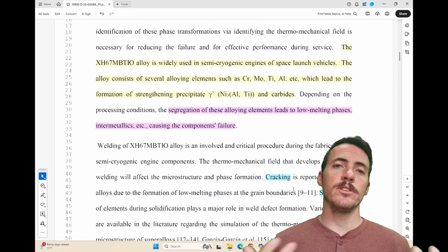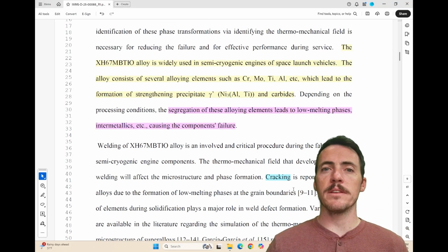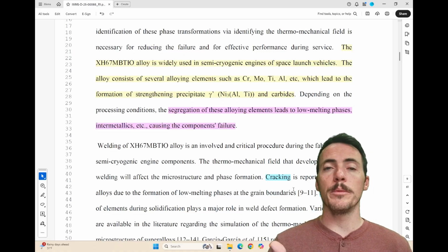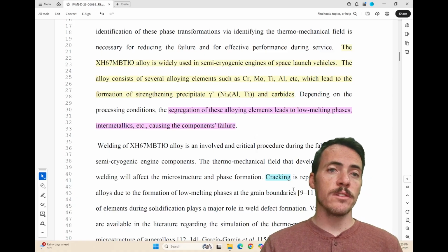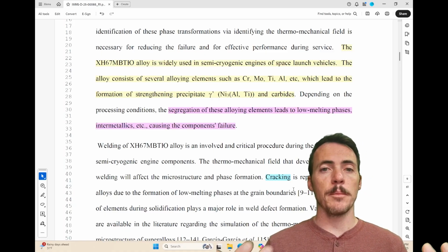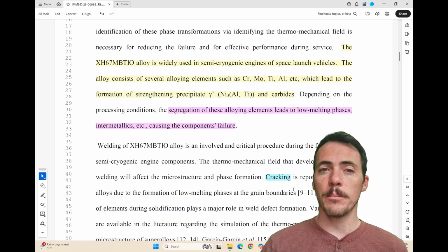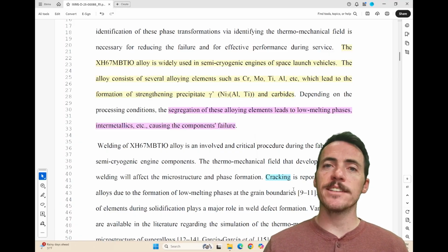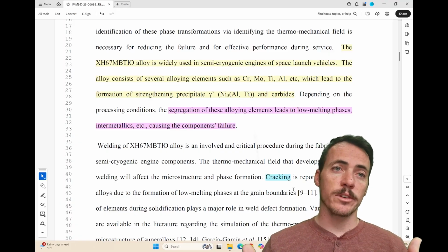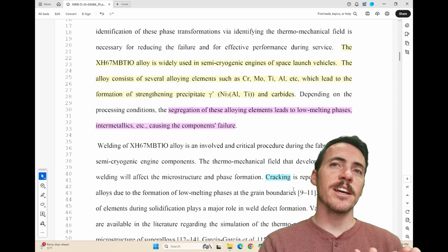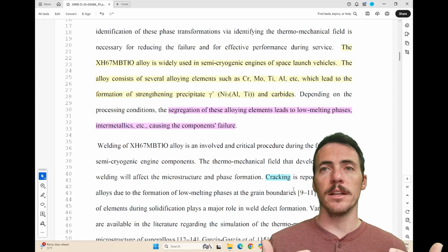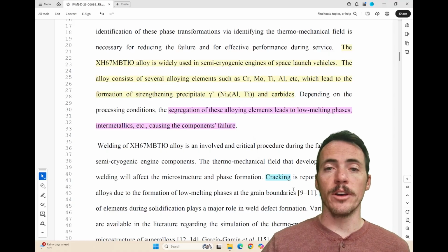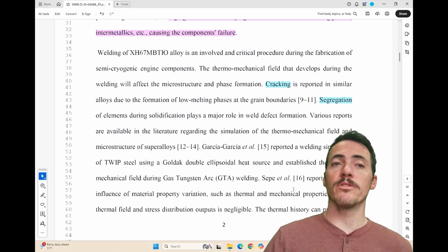They say that this is often used in semi-cryogenic engines for space launch vehicles. The alloy itself is made up of nickel plus things like chromium, molybdenum, titanium, aluminum. And the way that it achieves its strengthening is through the formation of these precipitates, these gamma prime precipitates, as well as carbides. Okay, that's all fine, except when you go to process this, for example, through welding, you can get segregation of these alloying elements that could lead to low melting point phases, intermetallics, things that are going to cause it to fail, right? There's also the possibility of cracking.